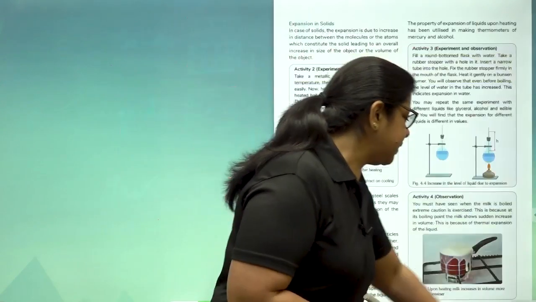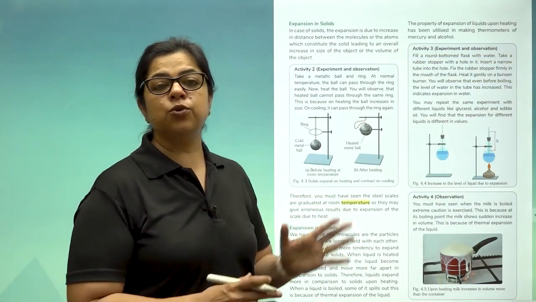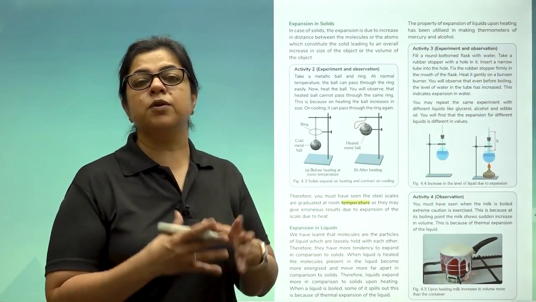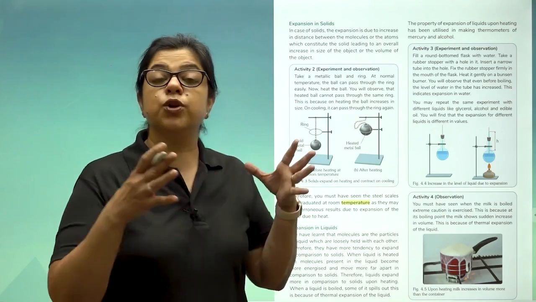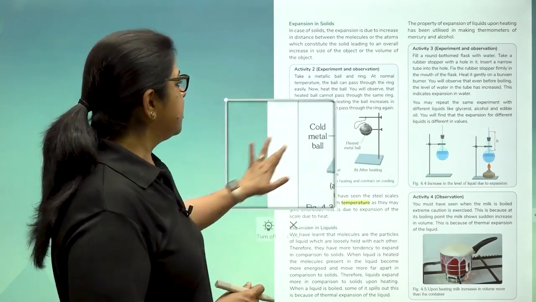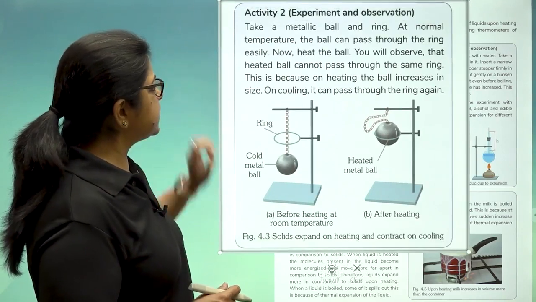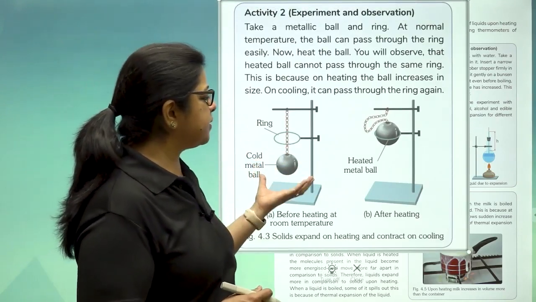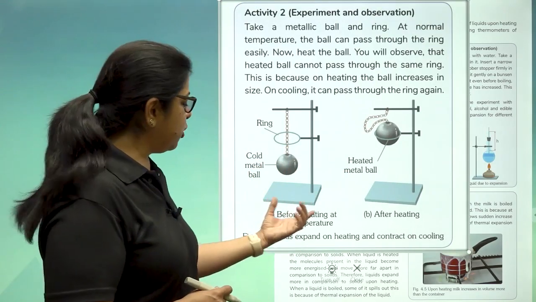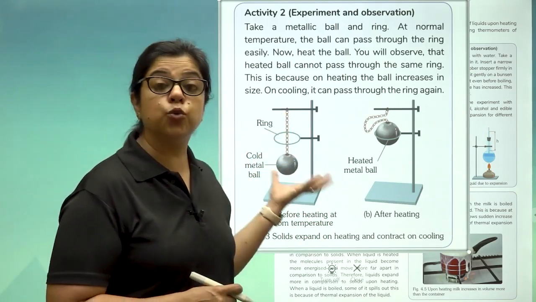So here what is happening? As we have seen in the states of matter, the molecules were spreading apart. So when the molecules are spreading apart, what is going to happen to a solid? It is going to increase in size. How is it going to increase in size? We can see with the help of this experiment given in your book. So in this experiment, they ask you to take a metal ball. Now here in stage number A, before heating at room temperature, the metal ball passes through the ring. It is at room temperature.